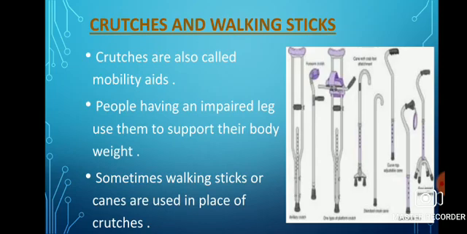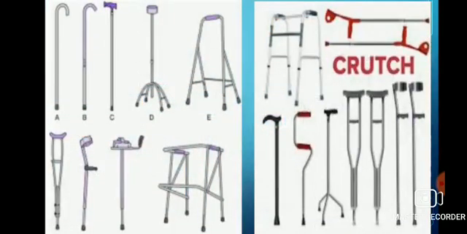Children, crutches or walking sticks provide support to the person who is having an impaired leg. These are all useful to support the body weight of the person. Here in this picture, you all can see the image of different kinds of crutches and walking sticks.